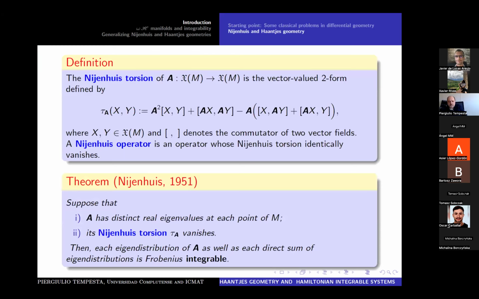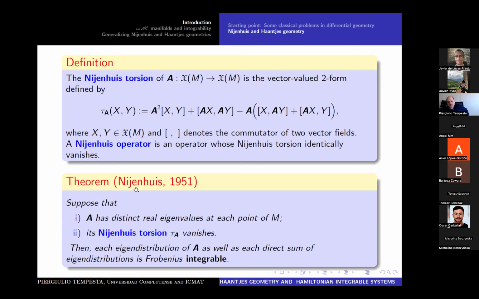Okay, so more precisely, what is a Nijenhuis tensor? The Nijenhuis torsion of an operator field is essentially a vector-valued two-form defined by this relation. We have four summands, and of course this symbol denotes the standard Lie bracket of two vector fields. So what is a Nijenhuis operator? Essentially it is a one tensor field whose Nijenhuis torsion identically vanishes, for any choice of X and Y. So when tau_A(X,Y) is equal to 0, A is said to be a Nijenhuis operator.